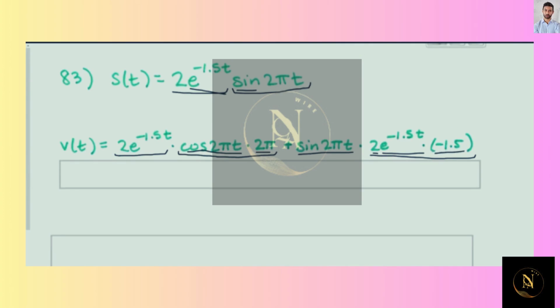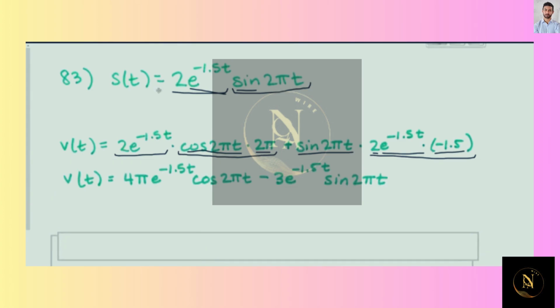And then we can simplify this. So we notice in our unsimplified form that we have a 2 and a 2 pi, so we can multiply those and that gives us 4 pi. And then we notice in the second term we have a negative 1.5 times a 2, and we multiply those and that gives us minus 3.